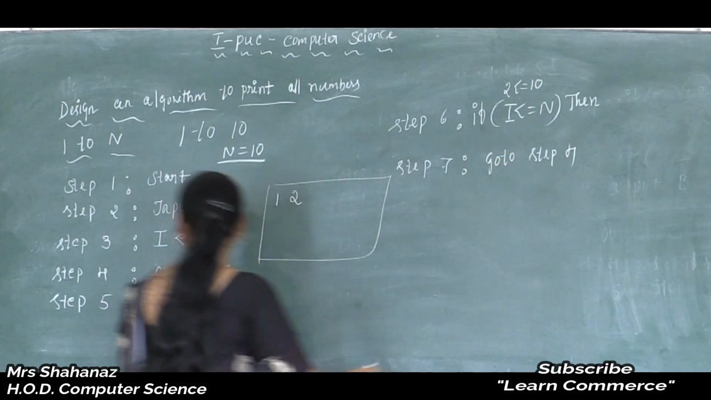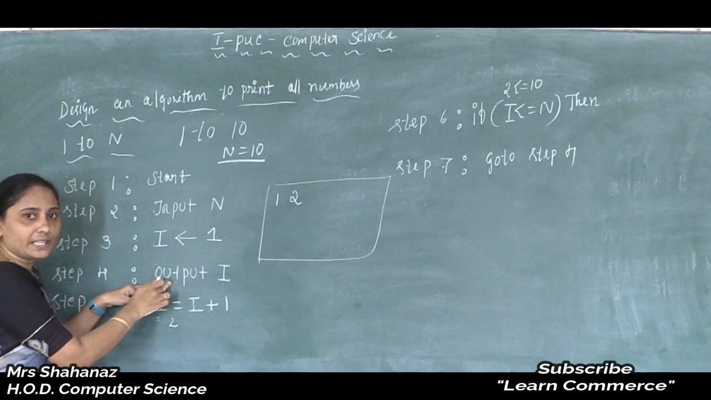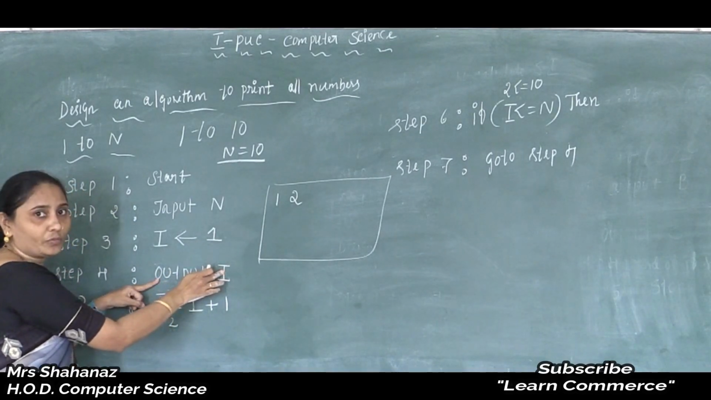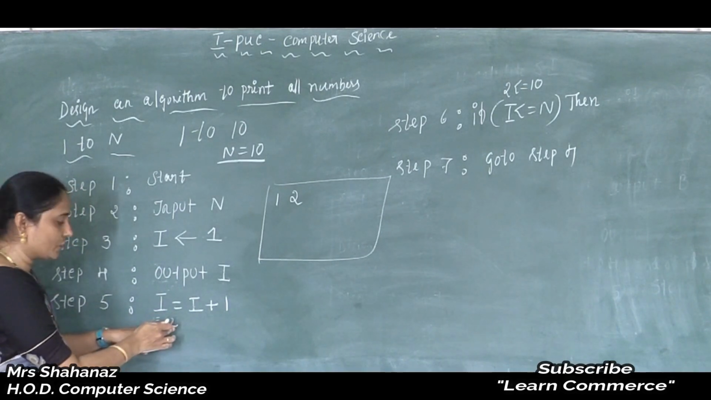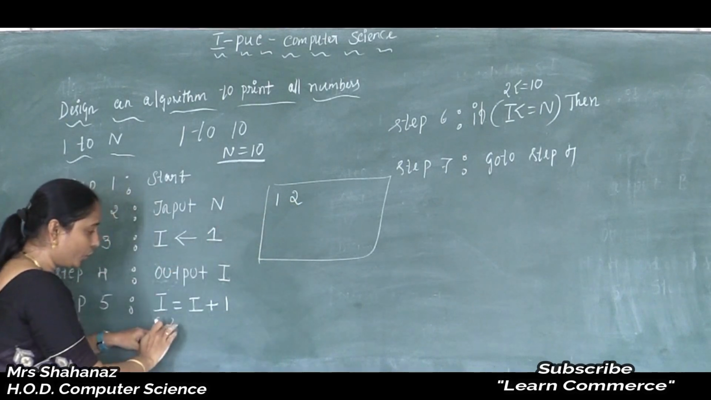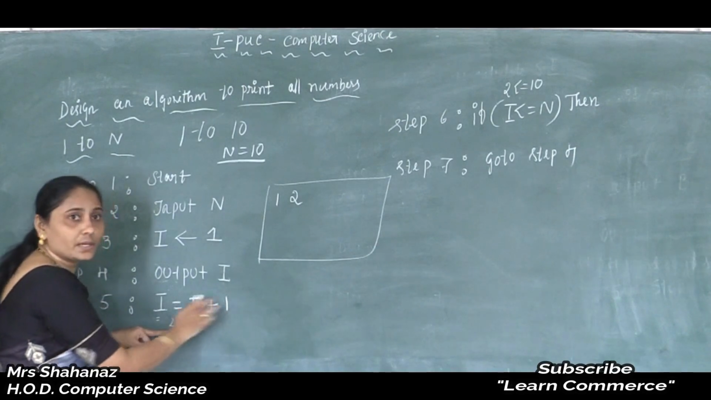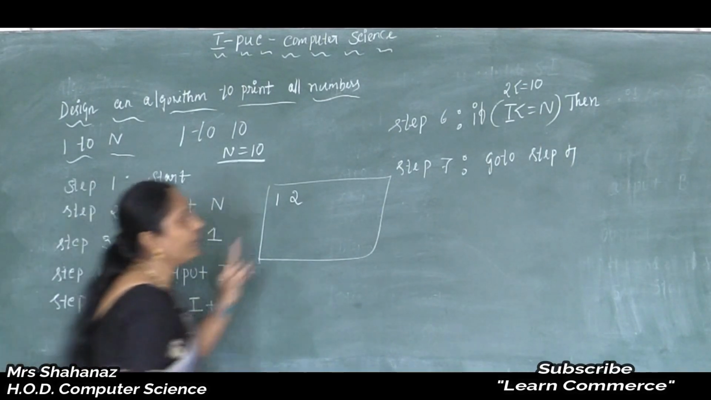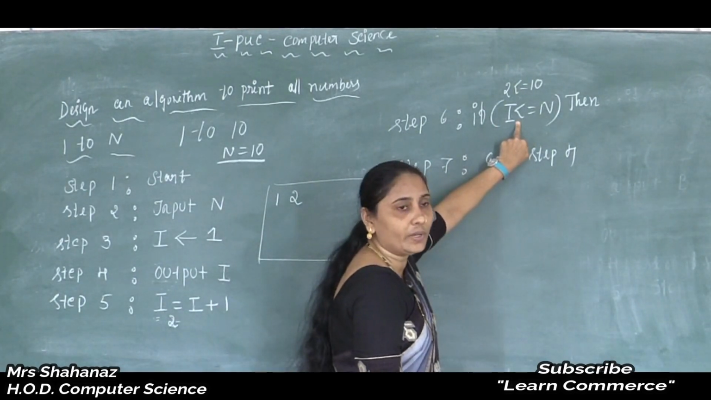Go to step 4 means we need to come to step 4 here, where we already wrote a message, that is the output I. So it is going to print the value of the I here, and then the I value is 2. Correct? Now we just printed the value of the I. So 2 plus 1. Clear this point here? The 2 plus 1, and later you have to check the condition again, whether now 2 plus 1, the value is 3.